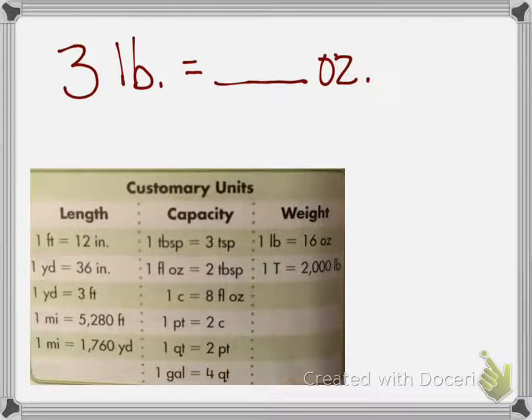All right, 3 pounds is equal to how many ounces? Remember, larger units to smaller units, we multiply. Smaller units to larger units, we divide. And use the chart to help you.